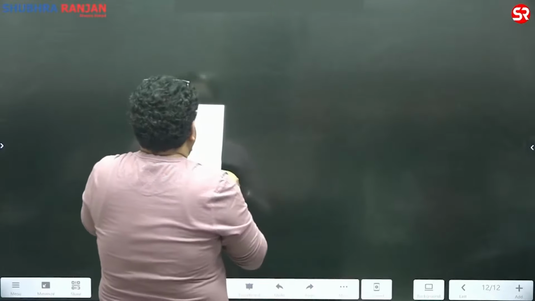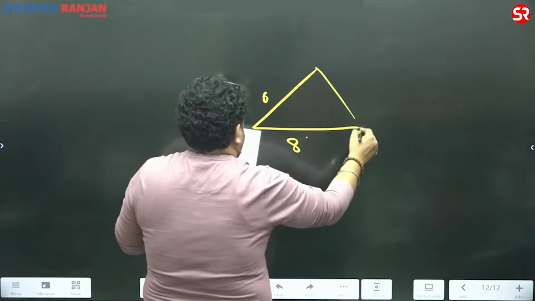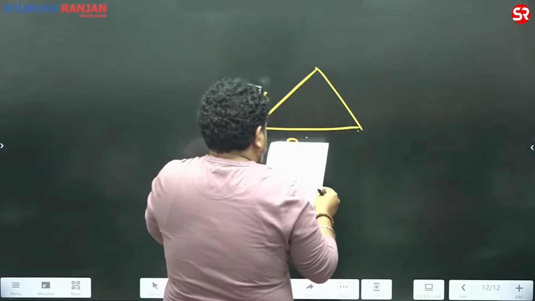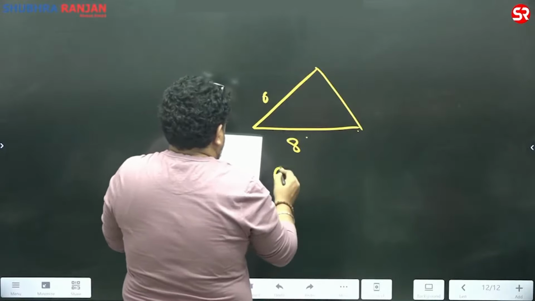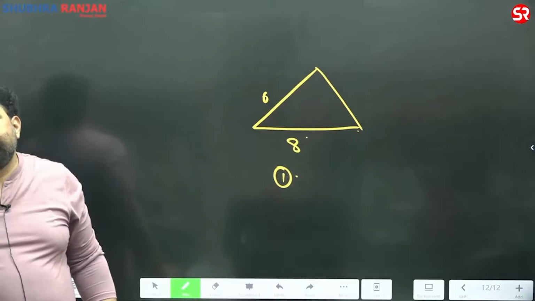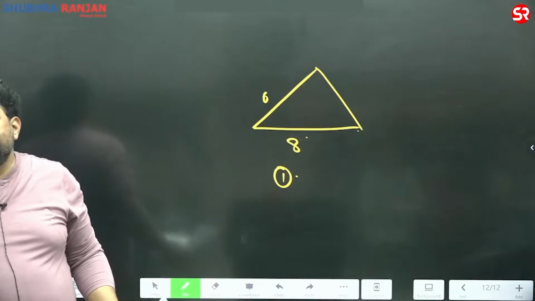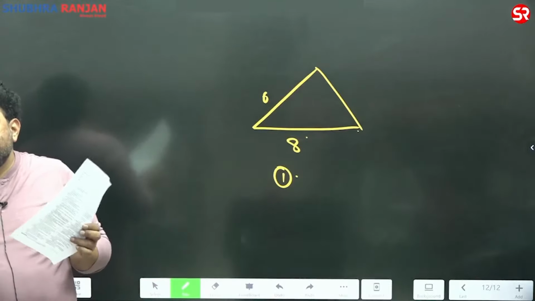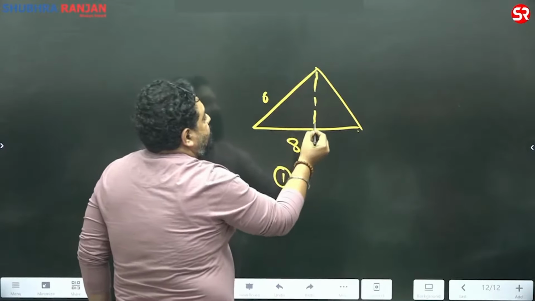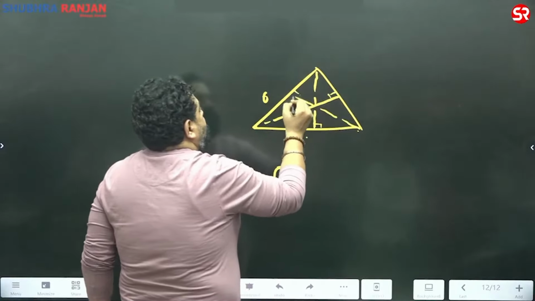the base of the triangle is 8. One of the sides is 6. Right? So he is asking you, question 42, what is the area of the triangle? The altitude is 5. Would it give you the area of the triangle? Half base into height, altitude is height, but then there are 3 altitudes. He hasn't said the altitude to the base. This is one altitude, this is the second altitude, this is the third altitude.